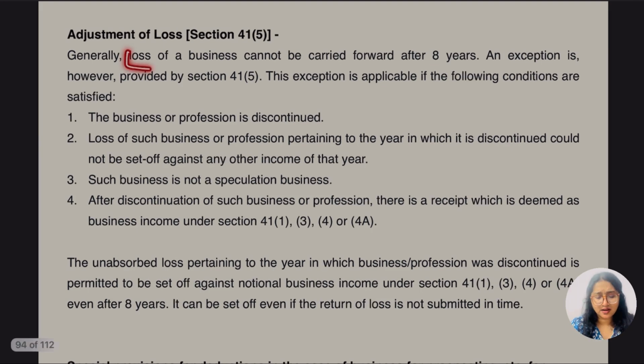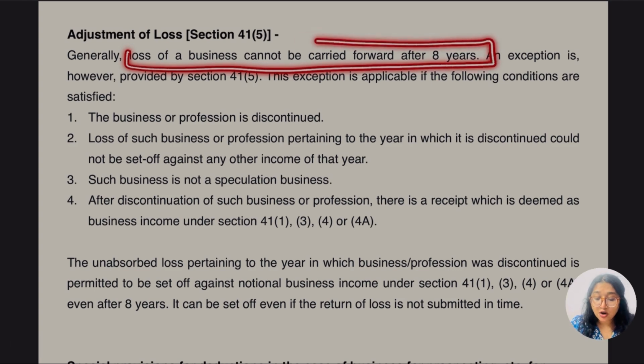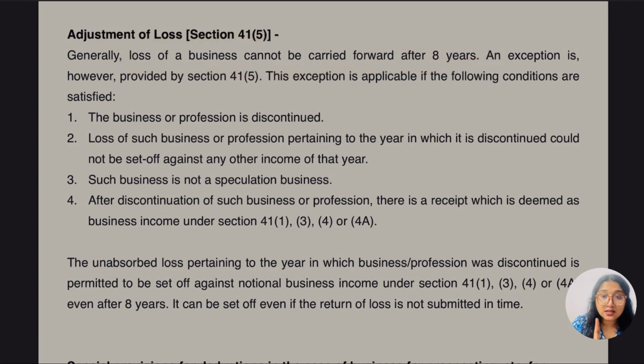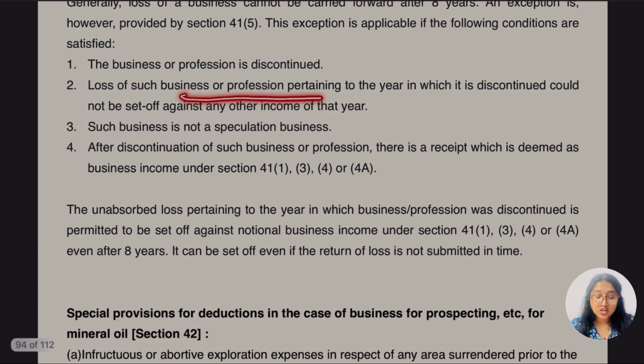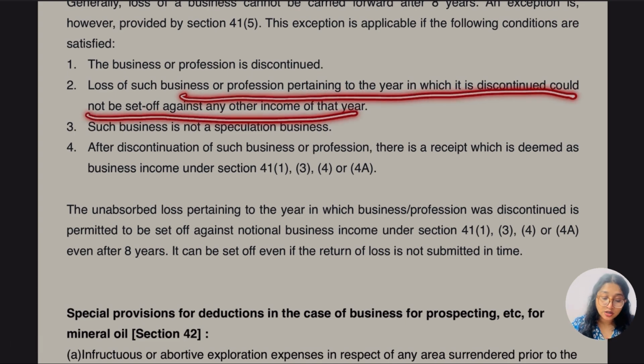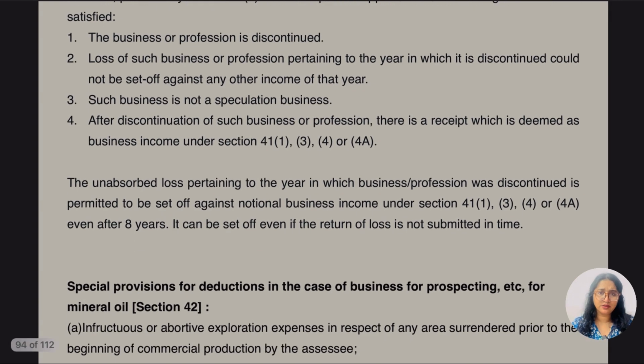Let me read it again, guys. Losses of business cannot be carried forward after 8 years. Did you understand? Losses of business cannot be carried forward after 8 years, but there is an exception where the business is discontinued. Loss of such business or profession pertaining to the year in which it was discontinued could not be set off against any other income of the year.